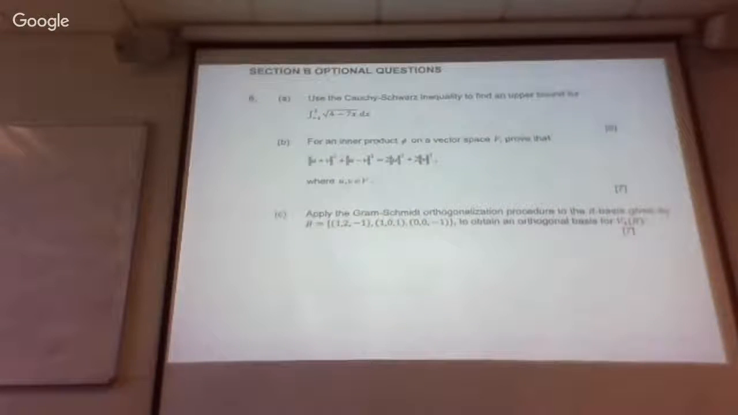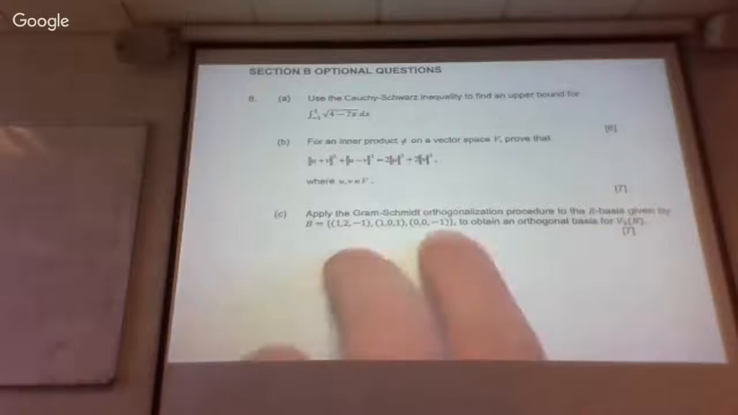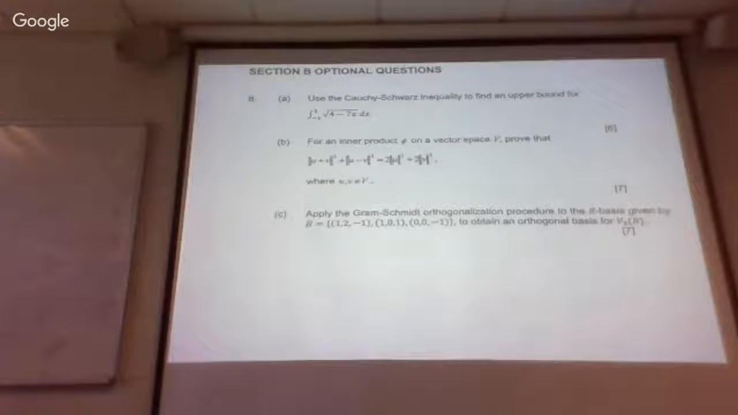Part A is applying the Cauchy-Schwarz inequality to get an upper bound on an integral, which doesn't have a closed form integral. Part B was proving this relationship amongst the norms of 2 vectors u and v. And then part C was applying the Gram-Schmidt orthogonalization procedure to get an orthogonal basis from a kind of average or typical basis.